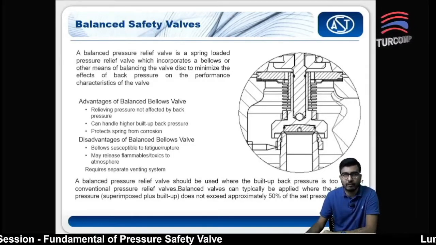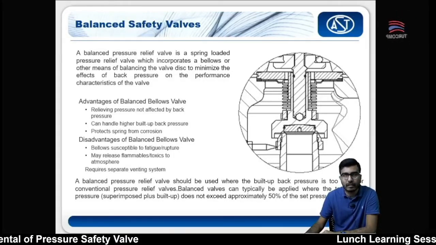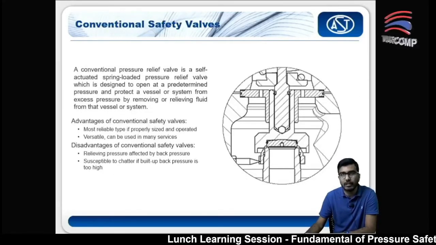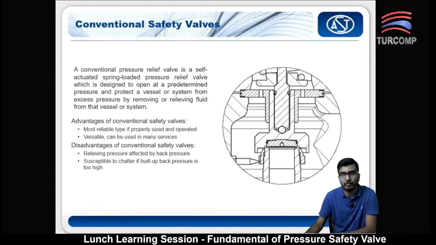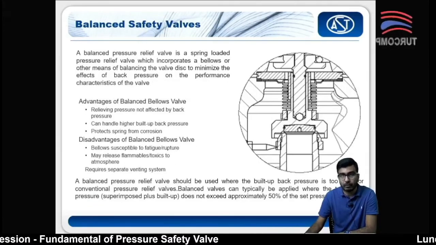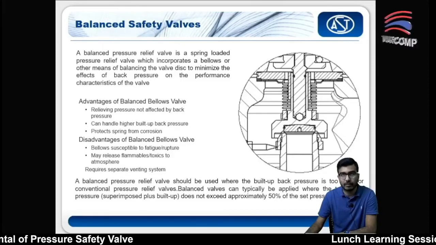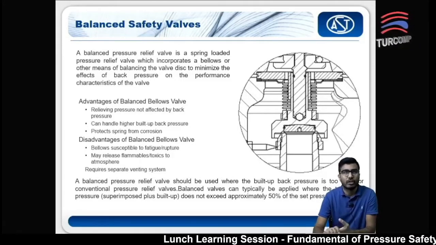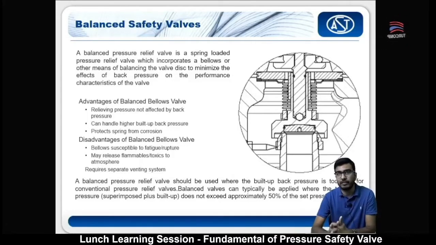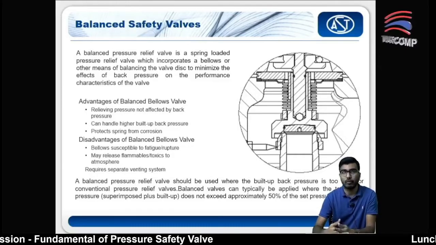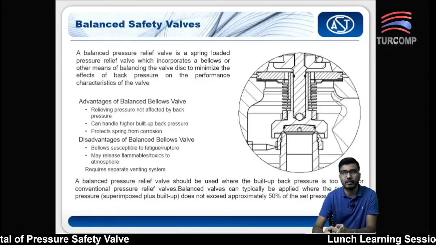The second type, as you can see, is the balanced type. If you look at this photo, they have this thing over here. If you look at the earlier one, you don't have anything on the wall surface. This is your disc. Here you have this particular balance bellows. They call it bellows. A balanced pressure relief valve is spring-loaded, the same, but it incorporates a bellows or other means of balancing the valve.